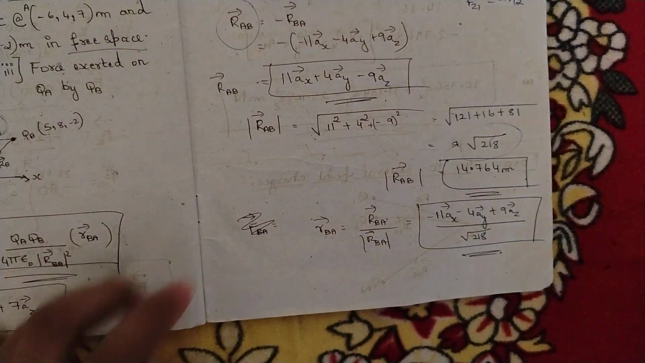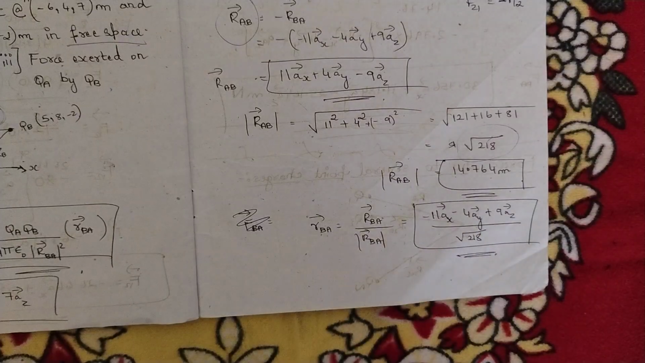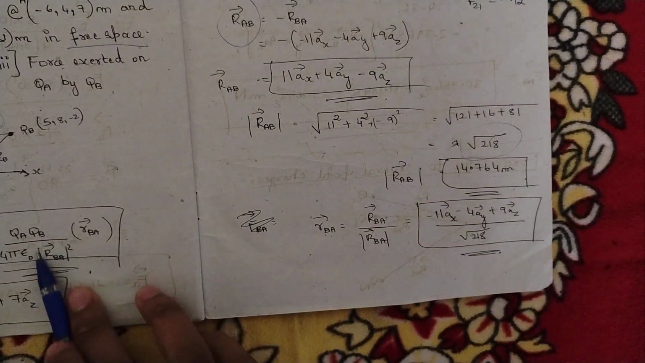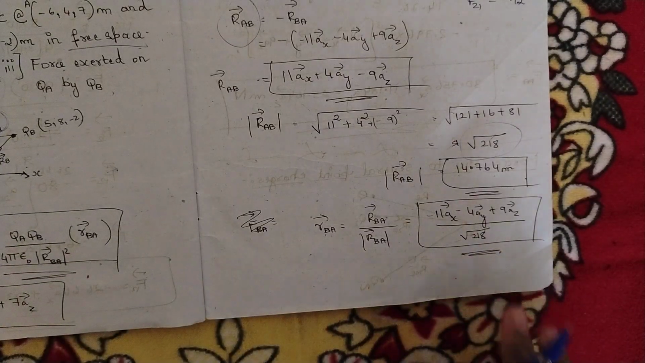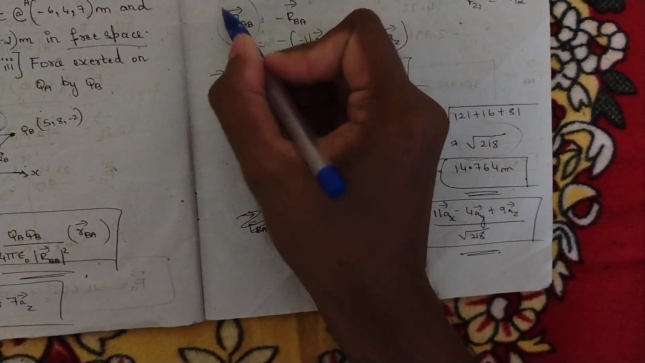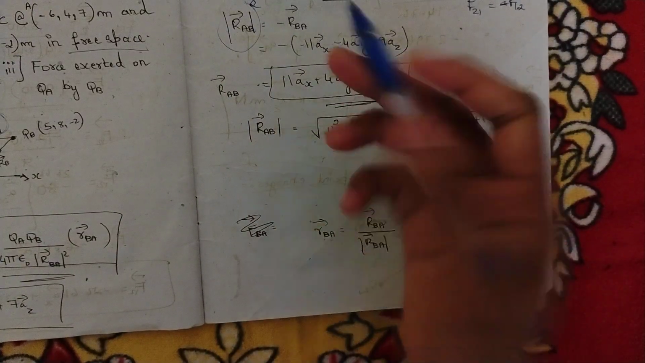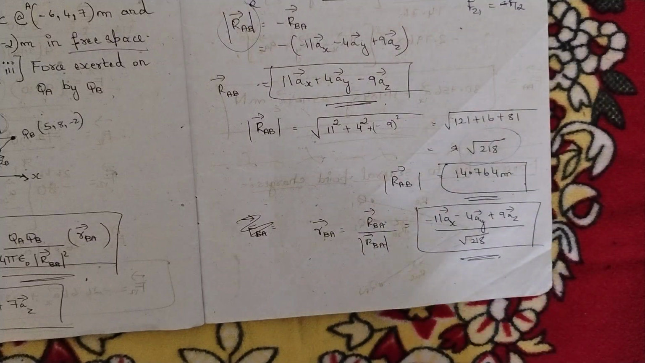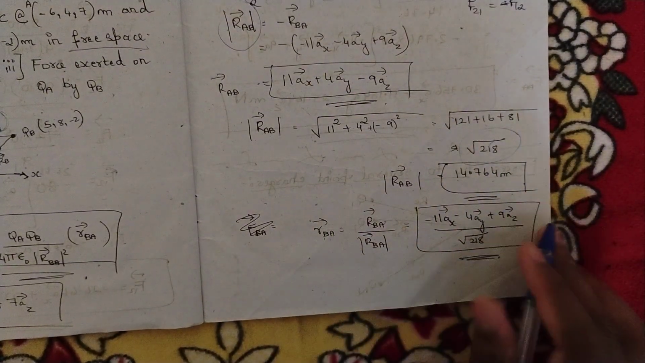Now the next part is to find the force exerted on QA by QB, that is FBA. In order to find FBA, what are the required terms? We need RBA, the magnitude of RBA squared, and the unit vector RBA. The magnitude of RBA squared is equal to the magnitude of RAB squared, because either way we are just squaring, so the minus sign won't come into the picture. So whatever answer we got here, that only you should consider, that is the square root of 218. So this is the unit vector RBA.